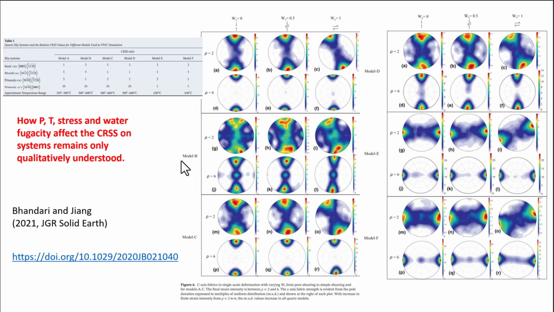There are still issues with LPO modeling. A major one is how pressure, temperature, stress, and water fugacity affect the critical resolved shear stress on slip systems. In current modeling work, like ours, we assign relative critical resolved shear stress for different slip systems to represent different combinations of slip systems for different temperature conditions. This treatment is qualitative, empirical, and somewhat ad hoc. So the transition of CPOs as deformation conditions change needs to be better understood in the future.